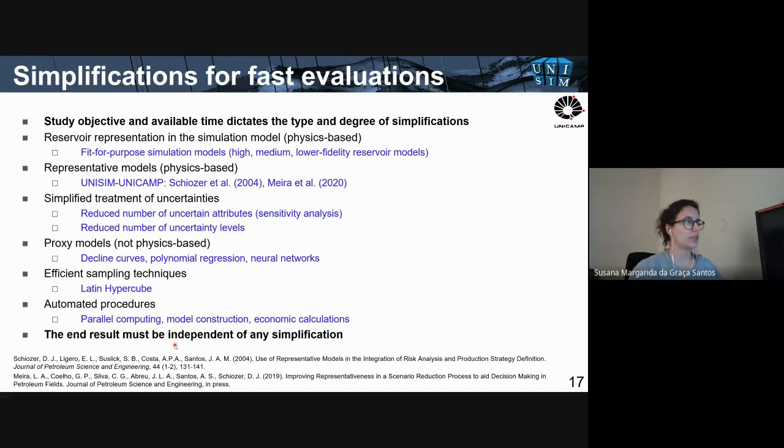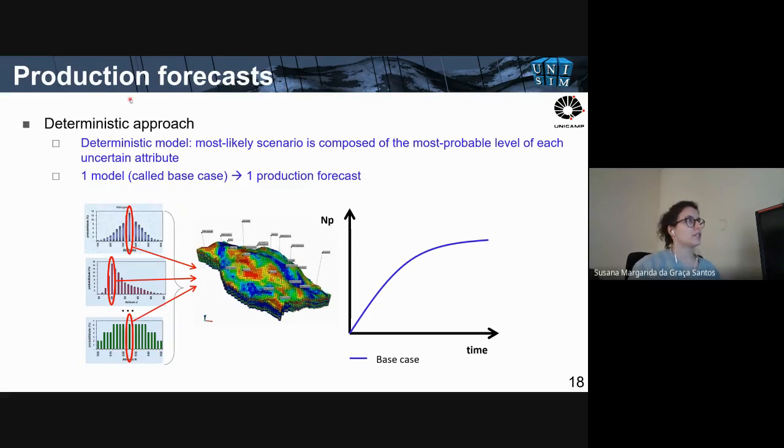Okay, so basically, the key message that you need to understand is that we have many ways to simplify my problem, either in the way I treat uncertainties or in the way I get my forecasts, but we need to choose them very carefully so they do not affect our decisions. Okay, we can accept some losses in precision, for example, in the NPV or recovery factor, but we cannot accept it if they will affect my decision. If it will be the simplification that makes us take different decisions, then we have a problem. Okay, so coming to the production forecasts.